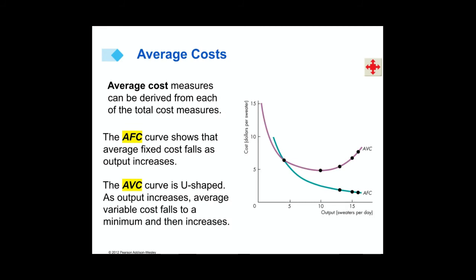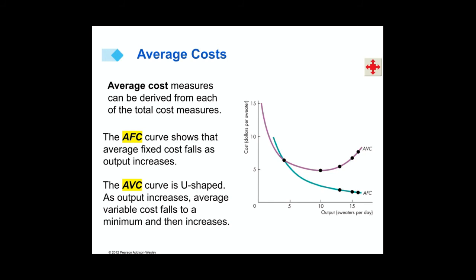Now we can look at average costs, and we can derive these from each one of our cost measures. If we take the fixed costs, which in our previous example didn't change, but we create an average for it, the average fixed costs will decline. We're going to spread out the costs over more and more units.